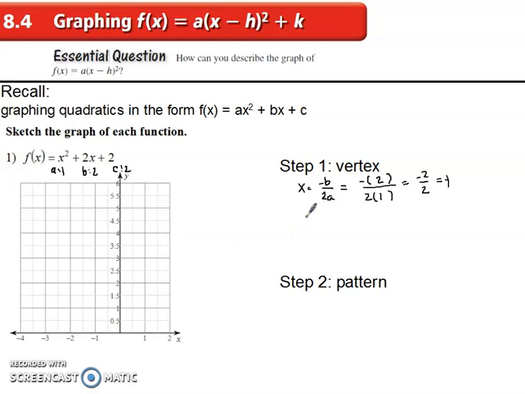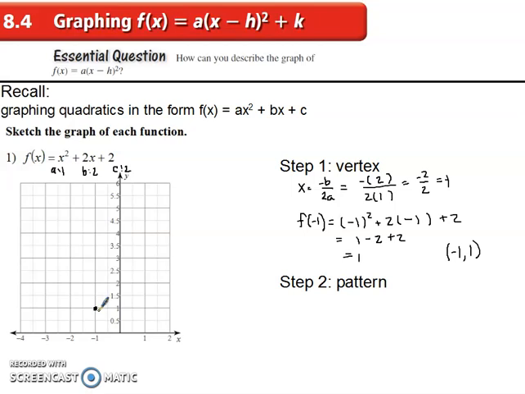So to figure out the exact place, I then input that negative 1 into my quadratic. So f of x is x squared plus 2 times x plus 2, and we are inputting a negative 1 for x. So this is 1 minus 2 plus 2, which is 1. So my vertex is at the point negative 1, 1. So I'm going to go ahead and put that on my graph.